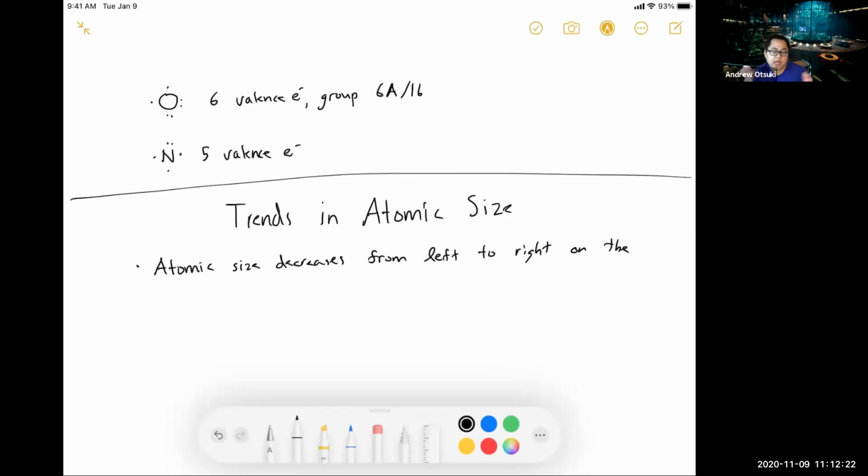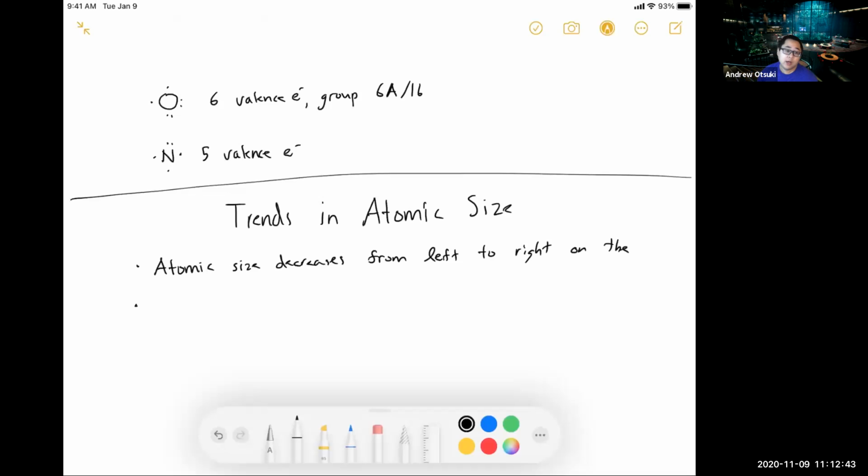So that is the explanation for why the size of the atom tends to decrease as you move across the periodic table: you have a higher effective charge in the nucleus pulling on the electrons in the energy level, and that causes the atom to contract and shrink.